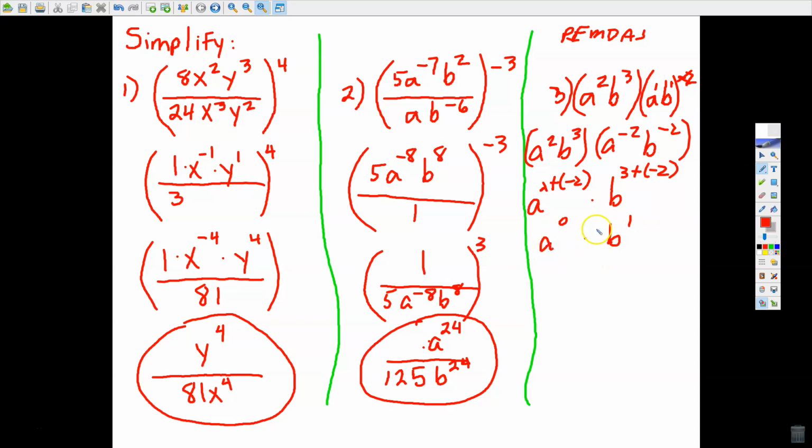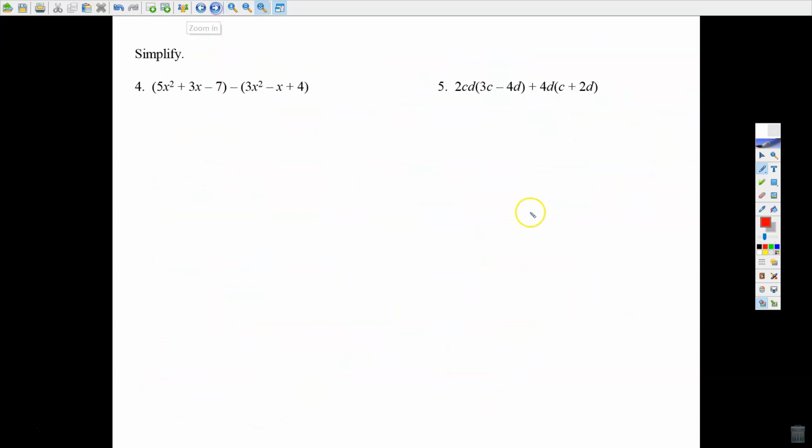Well, a to the 0 is 1. Any number besides 0 that's raised to the 0 power is just 1. And of course, b to the 1st is just b. And so my final answer for number 3 is b.